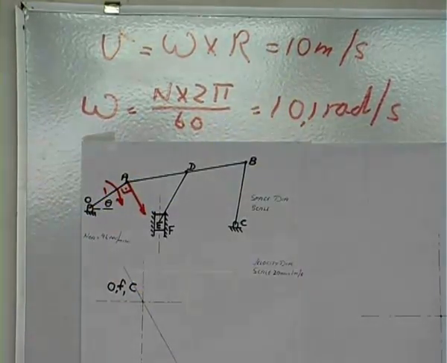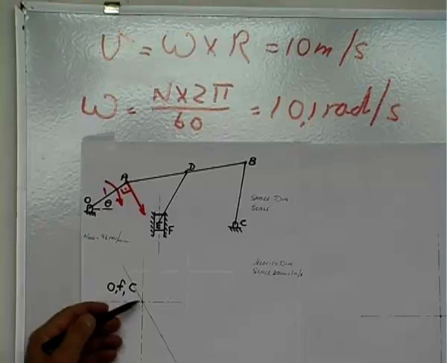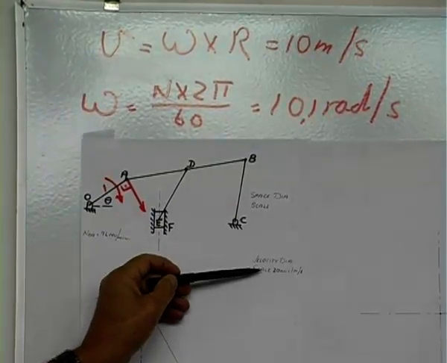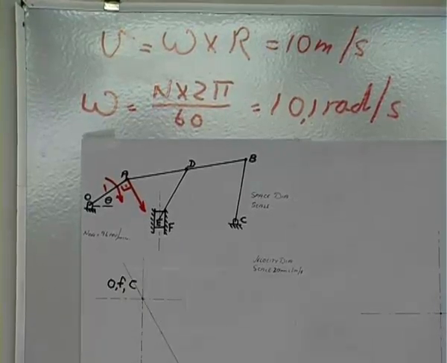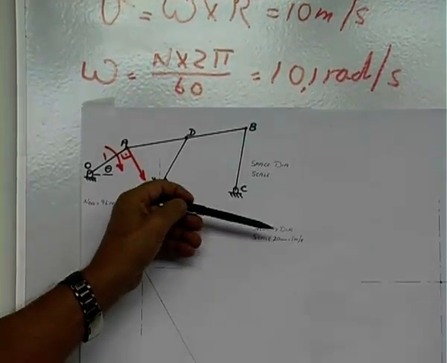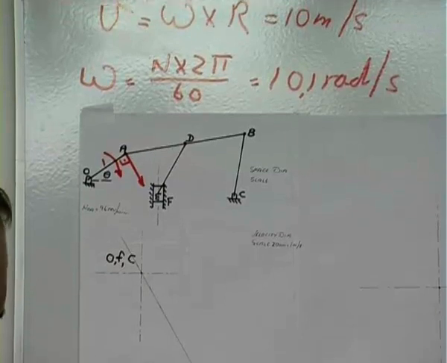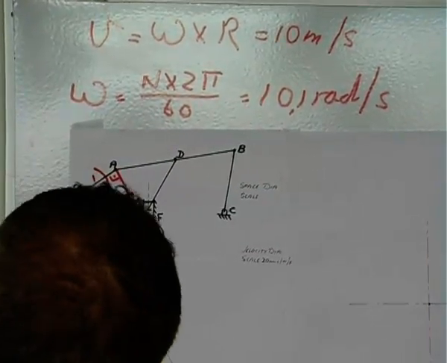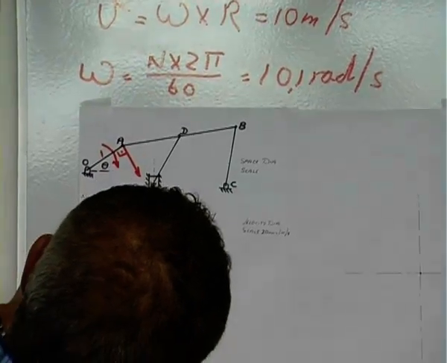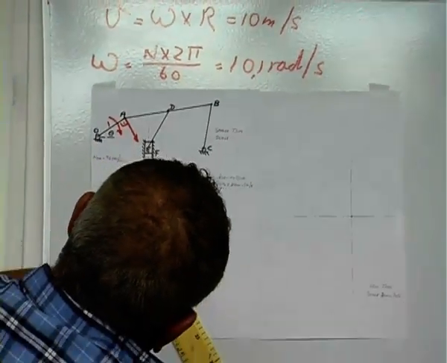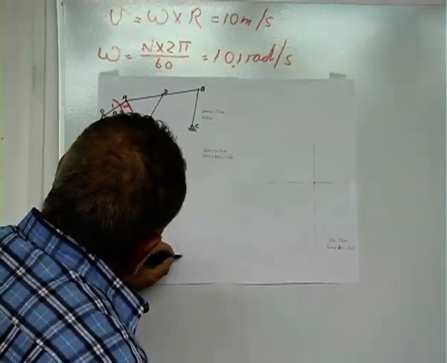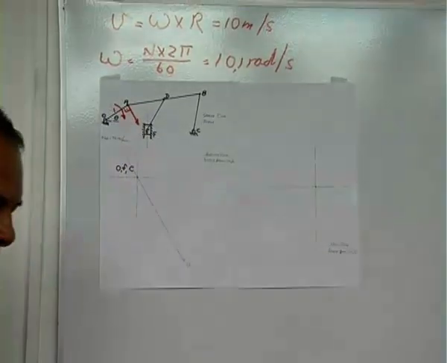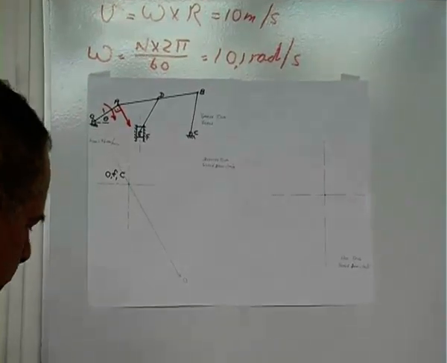Use a construction line. No? And now you've got the direction. Work through a scale. I took it as 20 millimeters equals 1 meter per second. So 20 times 10 gives me 200 millimeters. So measure that length from that center, 200 millimeters. So that plots A on your acceleration diagram.